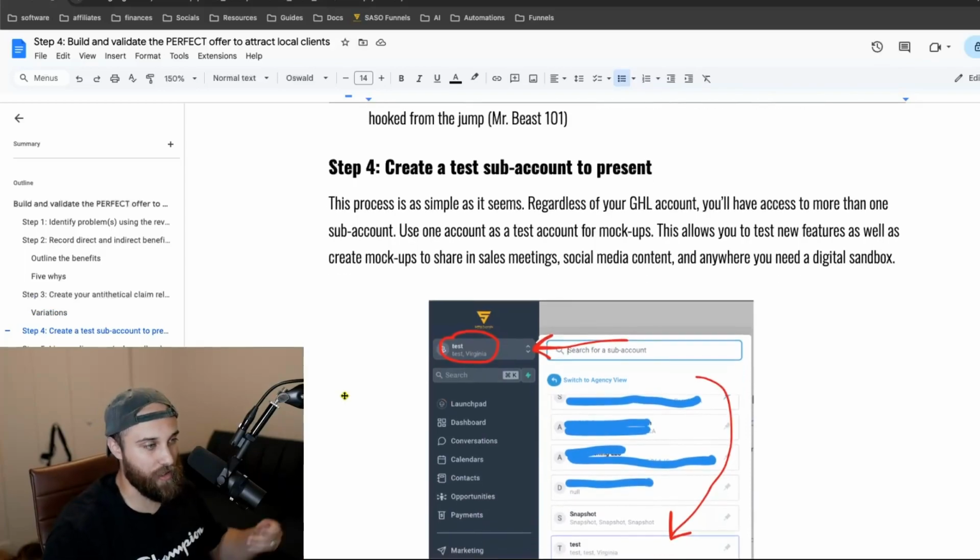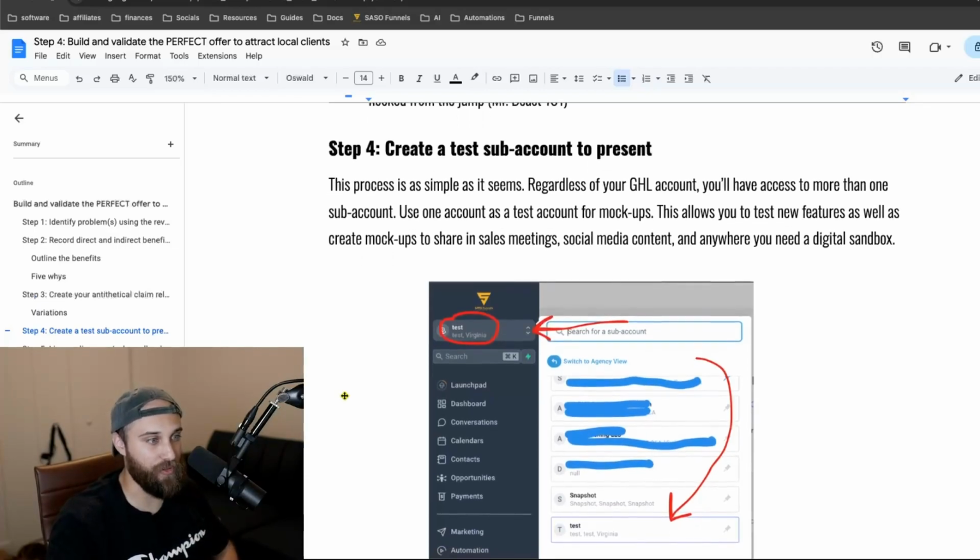Now, step 4, this is going to be specific for you if you're in High Level. Again, if you're in Zoho, if you're in WordPress and you're doing your own custom build, you can do this as well, but this is going to be very specific to High Level. Now, this process is as simple as it seems. You want to create a test sub account to present. Regardless of your High Level account, you have access to more than one sub account. I would use one account, I do this myself, as a test for mockups.